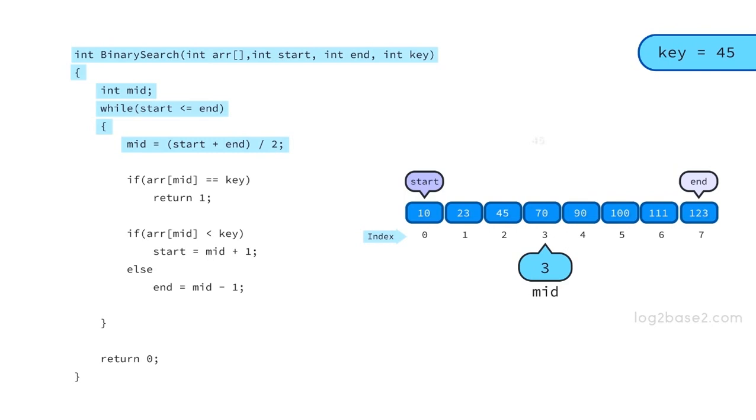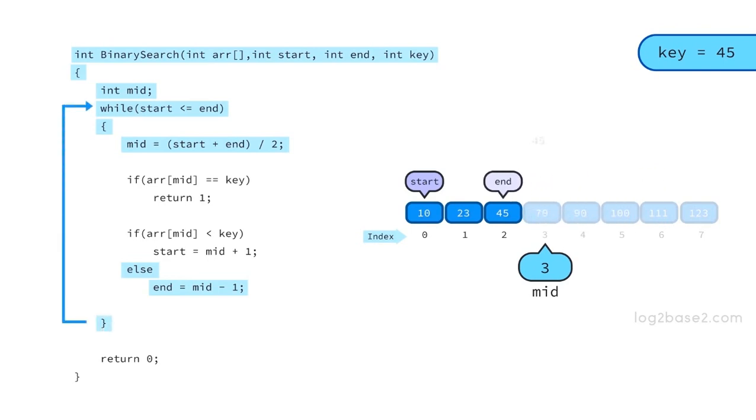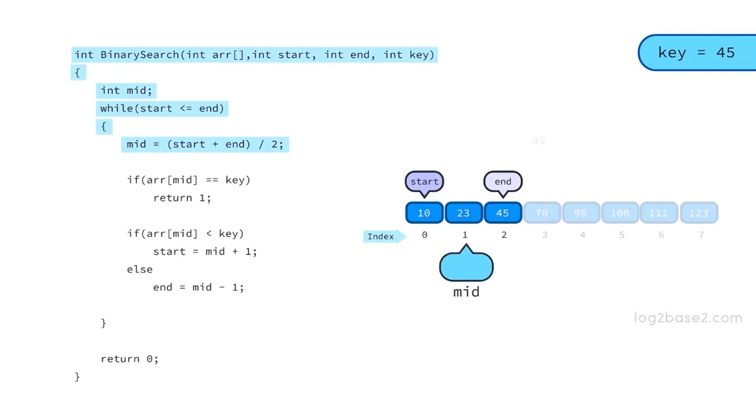So start should be the same index 0, but end should be mid minus 1. So in else we have end equal to mid minus 1, that is 3 minus 1, which is equal to 2. Now check the condition again. We have start 0 less than end 2. So the condition is okay. So go inside and find the new middle element. We have mid equal to start plus end divided by 2, that is 0 plus 2 divided by 2, which is equal to 1.